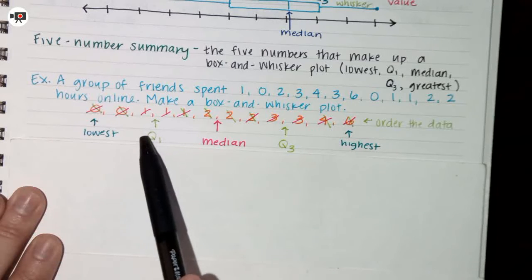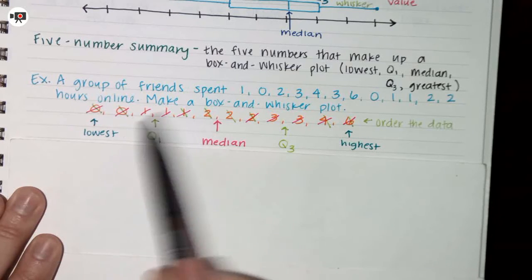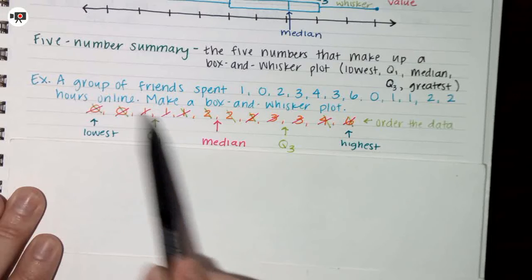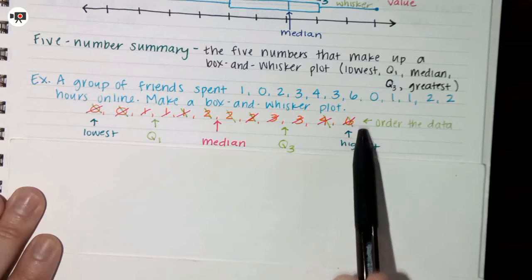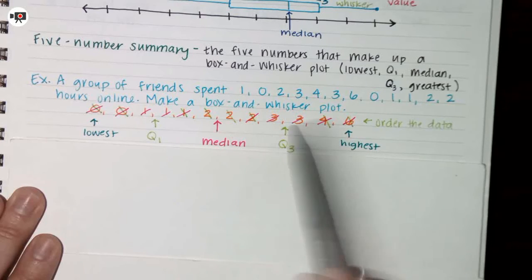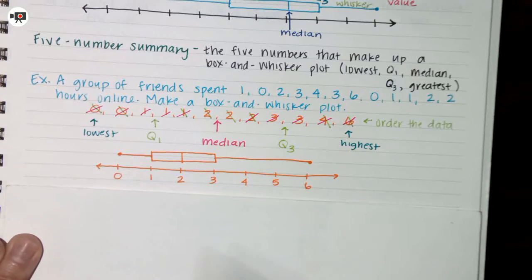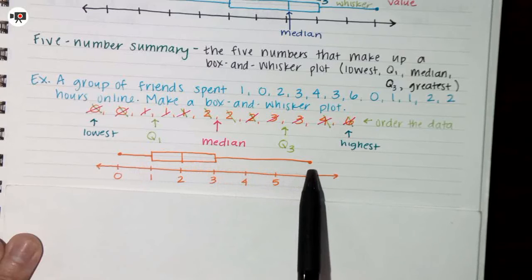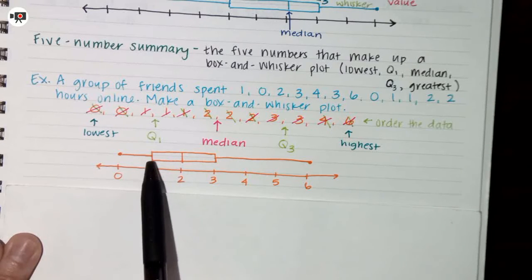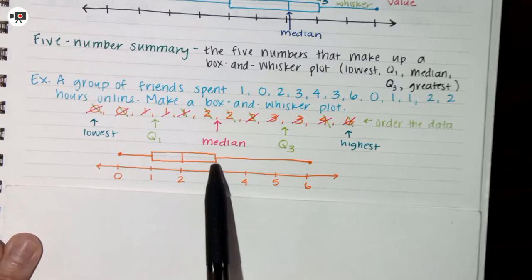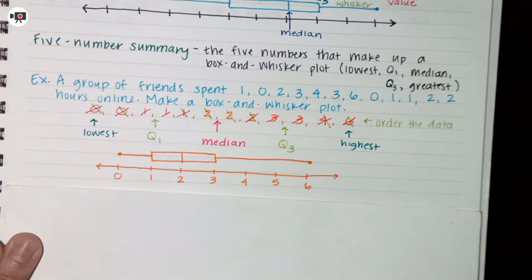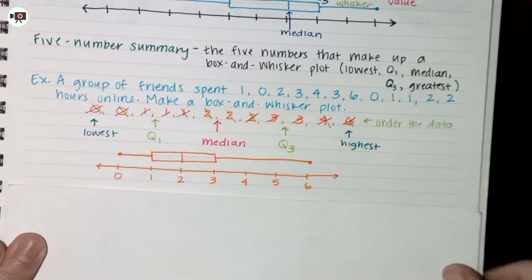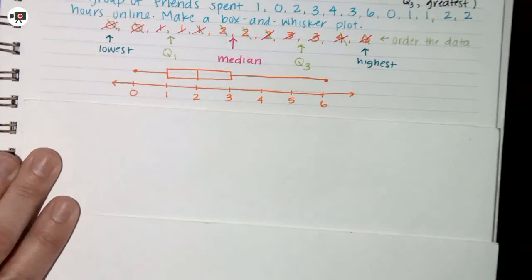To find quartile 1, we cross off one on the left, one on the right, until we get to the middle of 1 and 1. Similar for quartile 3, cross off one on the right, one on the left, until we get the middle. Then we make a number line, put a dot on each lowest and highest. A line goes on the median, a line goes on quartile 1, and a line goes on quartile 3. Make your box around the middle ones, and draw your whiskers connecting the lowest and the highest. That's how you make a box and whisker plot.